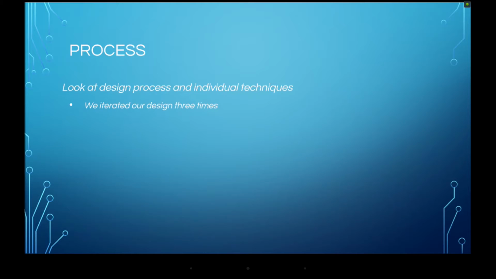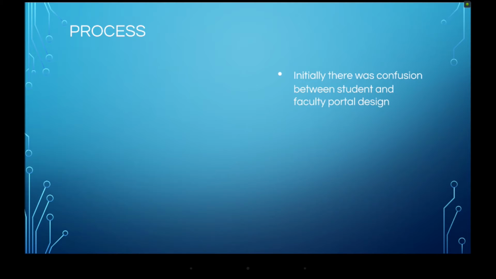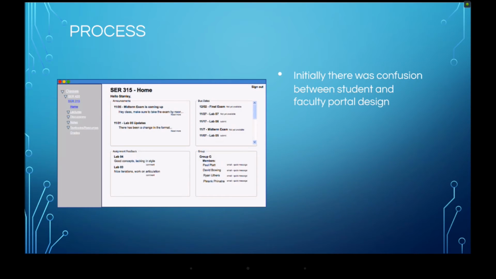So we iterated our design 3 times, and we learned that in each iteration, communication is key in order to have a cohesive design, in that our design ideas may not always be what's best for the user, which we discovered through feedback. And next we're going to talk about how we converged to a solution design. Initially there was a little bit of confusion between the student and the faculty portal design. And here's the faculty portal with a very huge header at the top and then buttons and a toolbar down below. And here's the student portal.